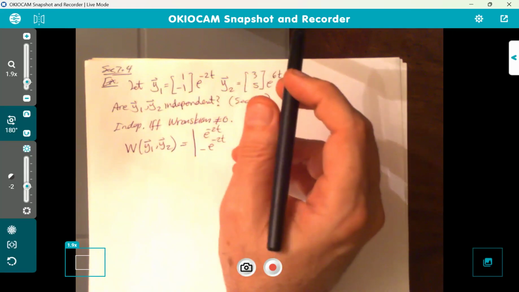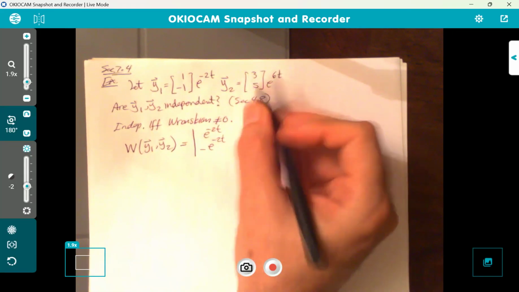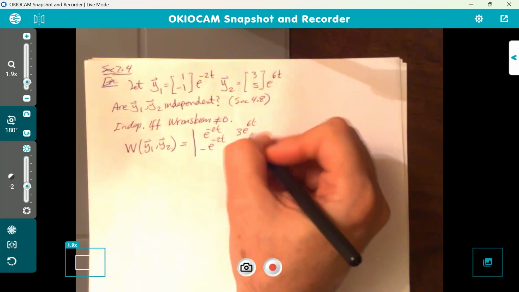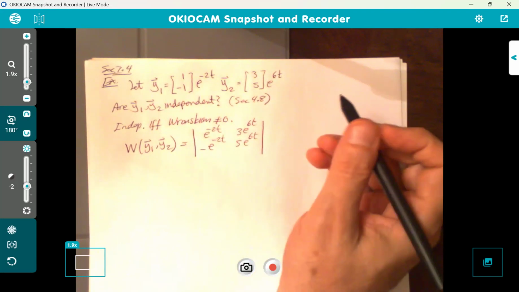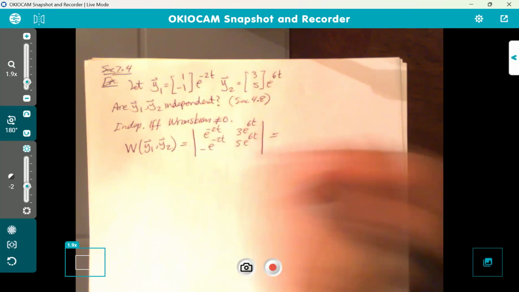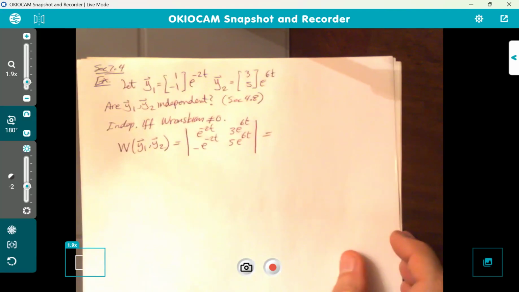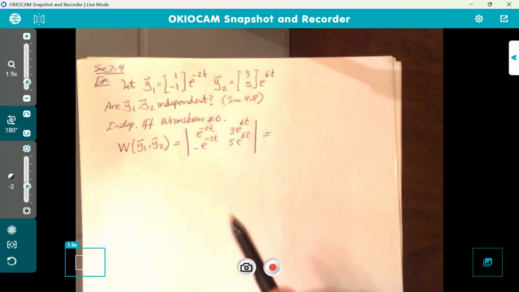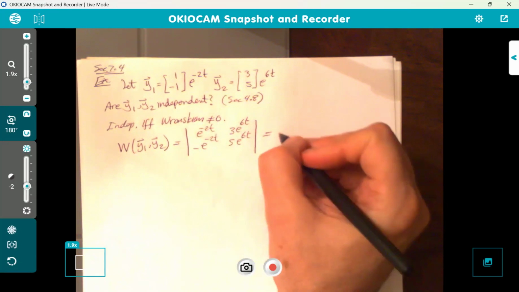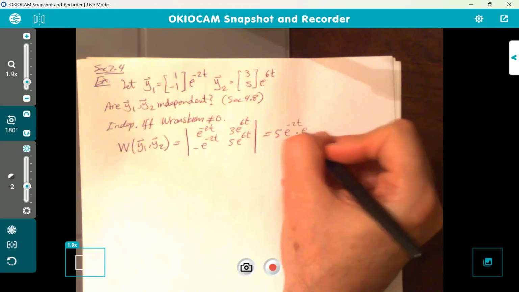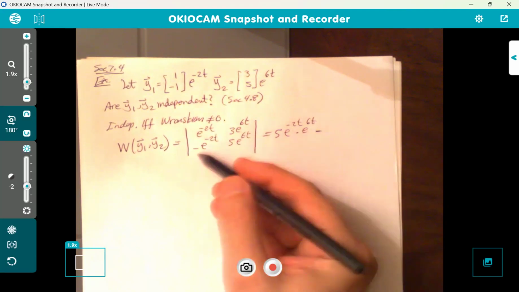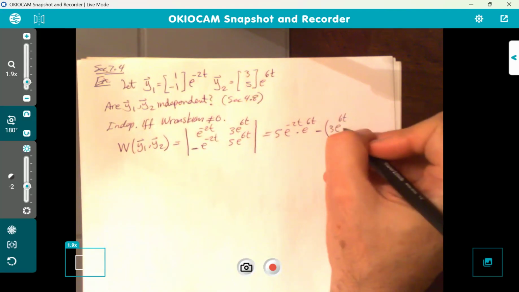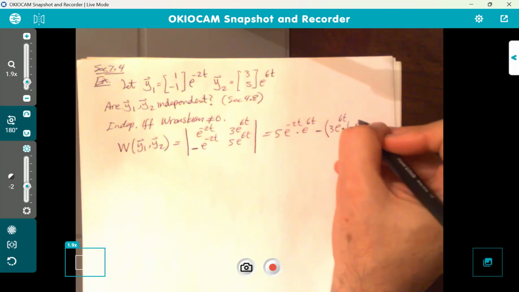And y2 is going to be 3e to 6t and 5e to 6t. So there you go. That's going to be the Wronskian, the determinant of that 2 by 2 matrix. And for the 2 by 2, remember the determinant: you multiply the diagonals minus the product of the off diagonals. So you get 5e to negative 2t times e to 6t minus the off diagonals, but this is negative also, so we get 3e to 6t times negative e to negative 2t.